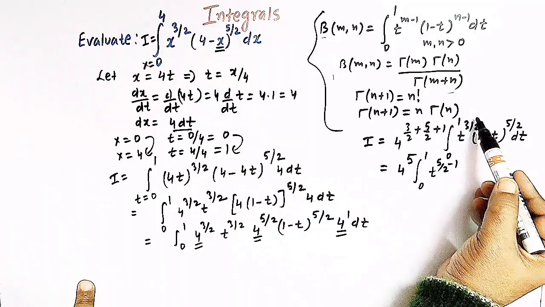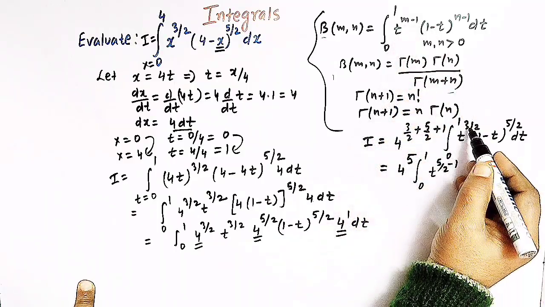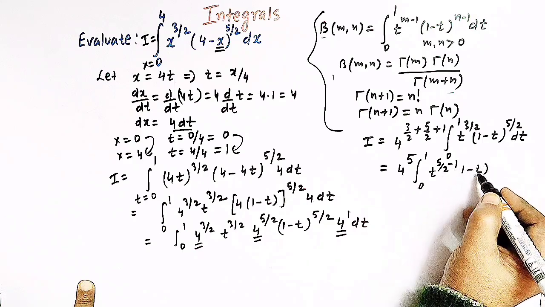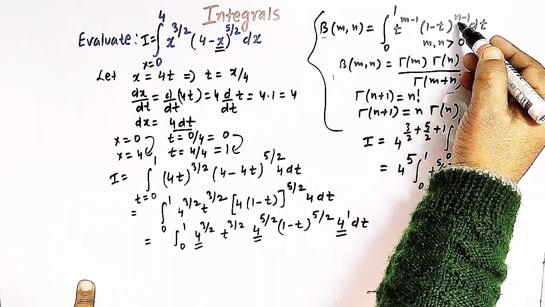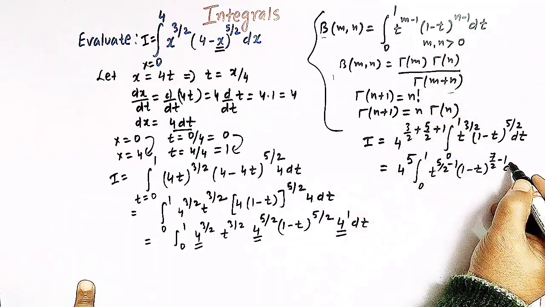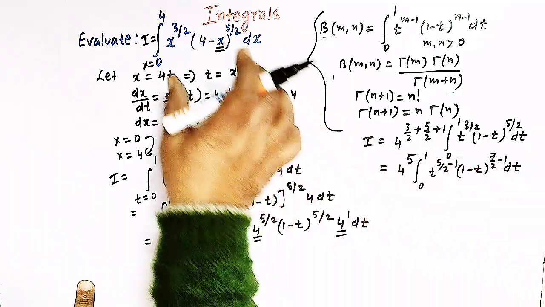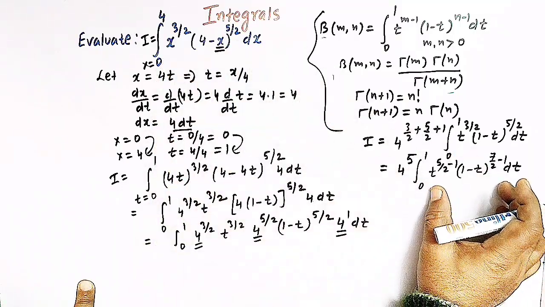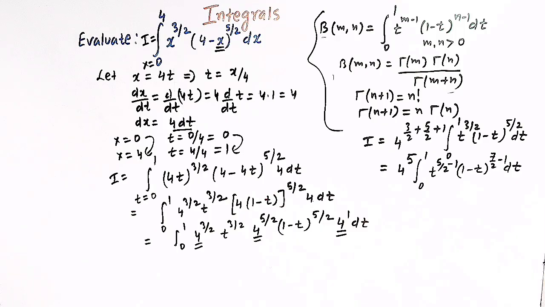So we have to write 3 by 2 in this form, m minus 1. So 3 by 2 is 5 by 2 minus 1. And similarly, here we have 1 minus t raised to 5 by 2, and 5 by 2 can be written as 7 over 2 minus 1. And here we have dt. So now this integral is converted into this form, which is similar to the beta integral.